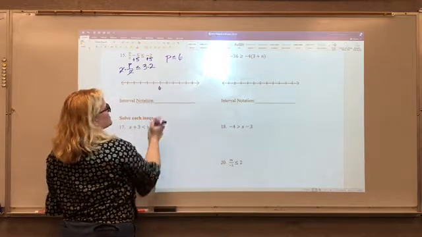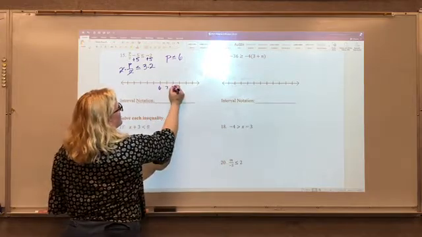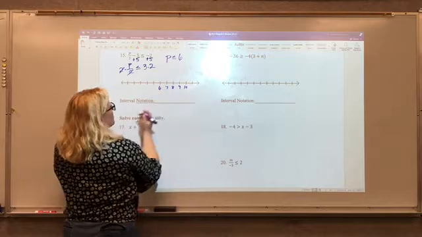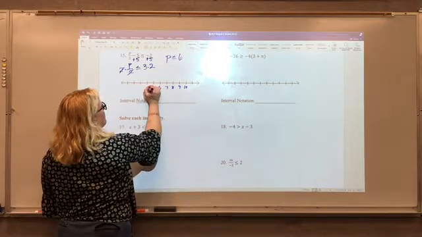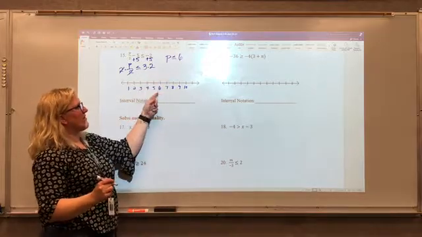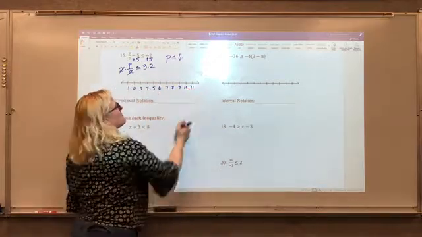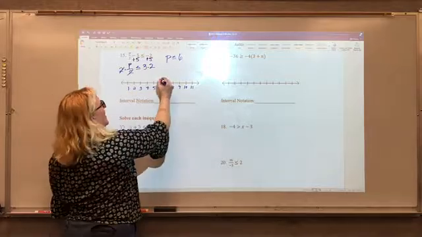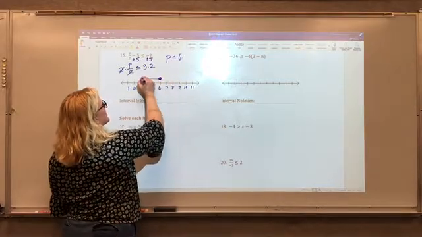So I'm going to put my 6 in the middle, and again I can label this. You don't have to have a 0 on the number line, just as long as what you need is on there. I can do this too. Okay, so p is less than or equal to 6.